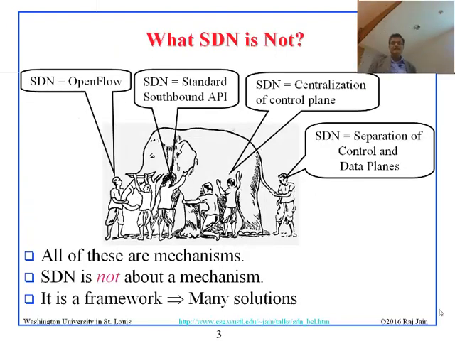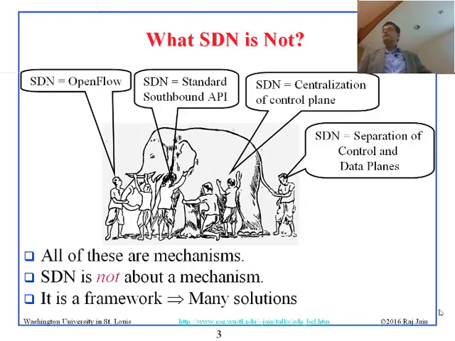So what SDN is not? I don't know. How many people know SDN, by the way? 1, 2, okay. So let's say 25% of the audience. And a lot of people will say SDN is OpenFlow, and if you don't know OpenFlow, don't worry about it. Some people will say standard southbound API. Some people will say centralization of the control plane, and some will say it is separation of control and data planes, right? And all of these are wrong.